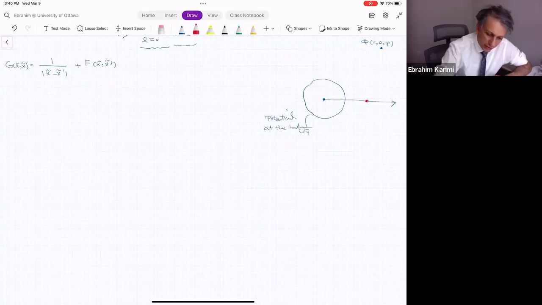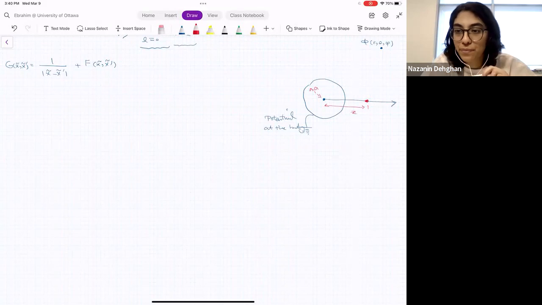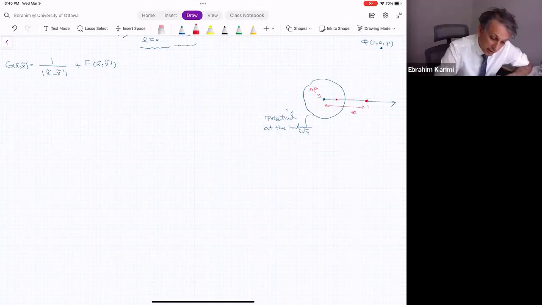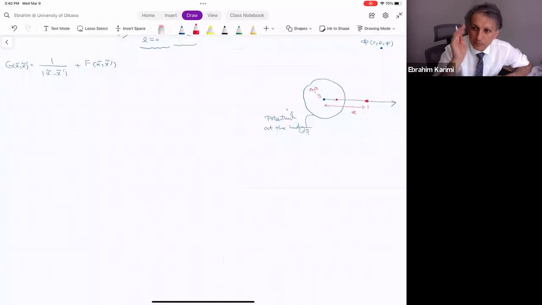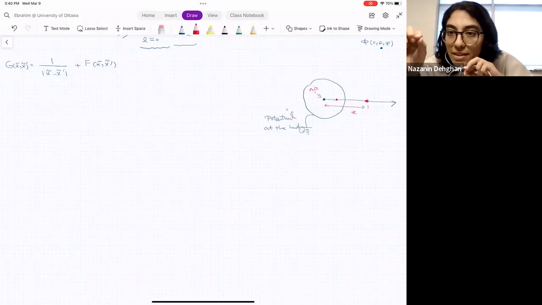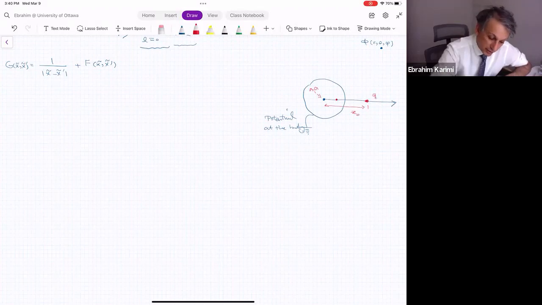We assume that we have a charge here at a distance, and the sphere radius was A, and that distance was Z naught. Then we say that if the charge is Q, then a charge Q prime will appear here at the distance of Z prime, right?